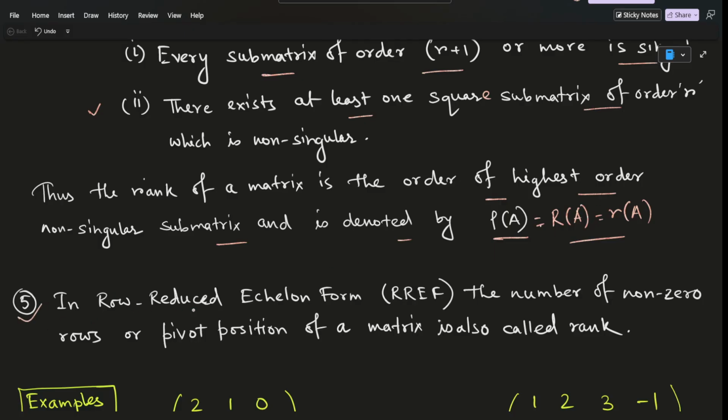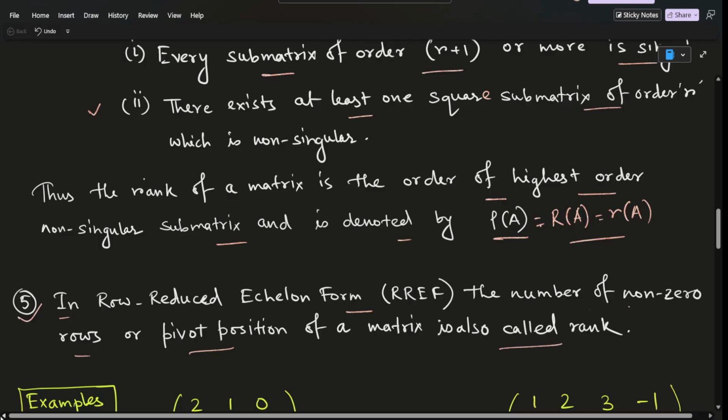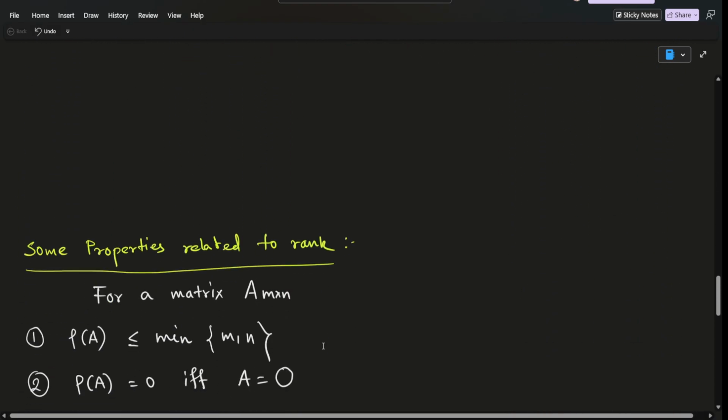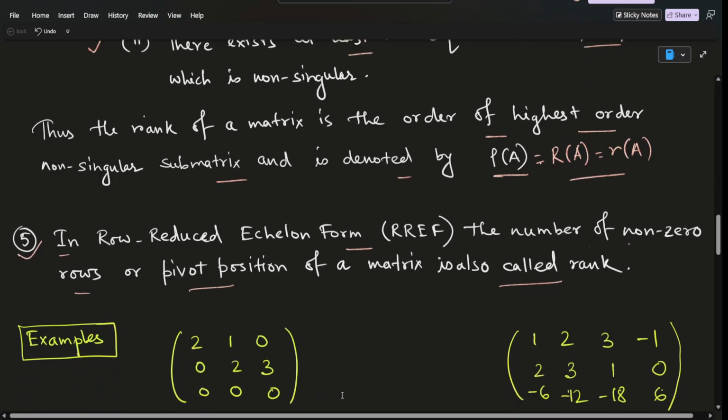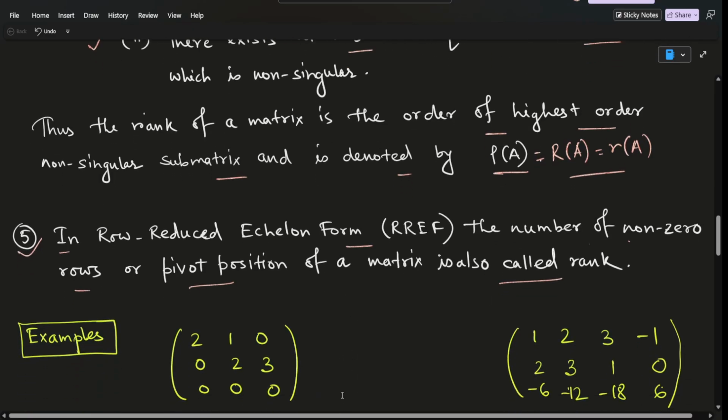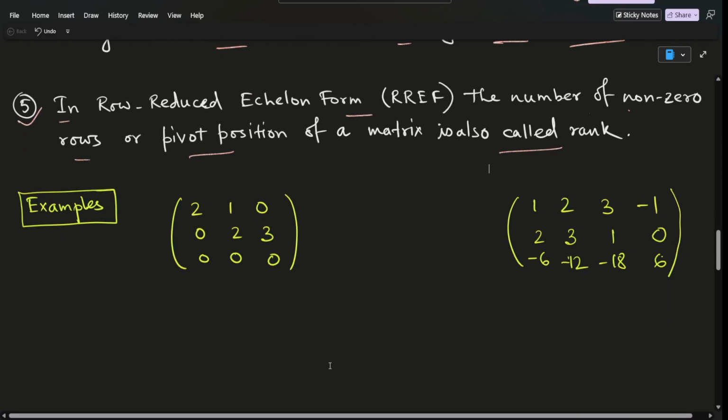Number 5 definition is row reduced echelon form. The number of non-zero rows in the row reduced echelon form, or the pivot positions of a matrix, is also called the rank of a matrix. So there are 5 definitions that we provide in this video, but there are more than 5 definitions of rank. Now let's discuss the definitions one by one by taking an example, to see how you can find the rank of a matrix.